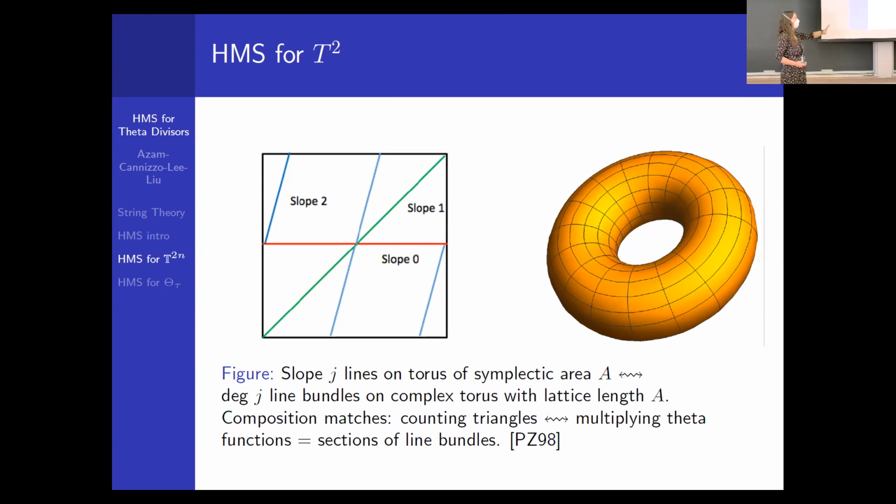And composition, so remember that's counting triangles. You can draw these lines on the universal cover and actually count triangles and weight them by area. And that exactly corresponds to multiplying by sections of the mirror line bundles. So you have this Fourier series expansion of theta functions, you multiply them out, you get the same answer. So this is Polishchuk and Zaslow.